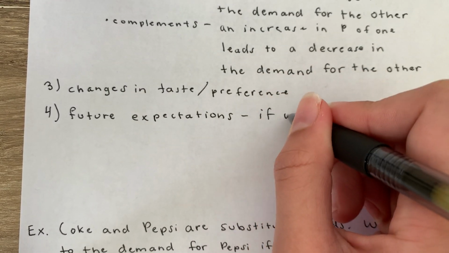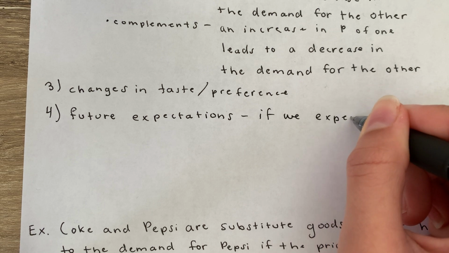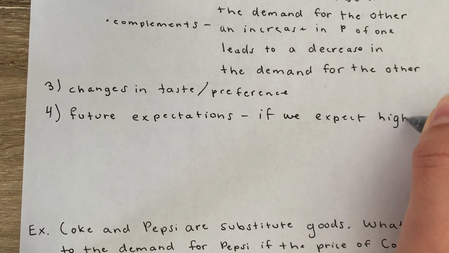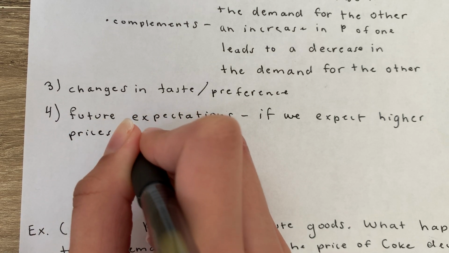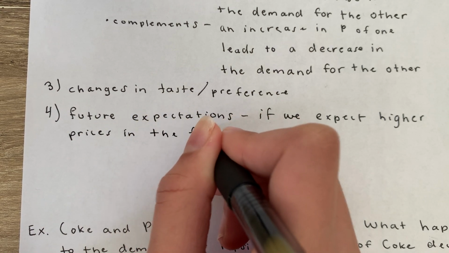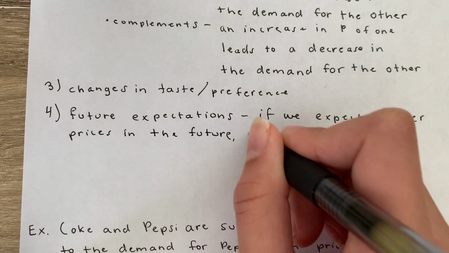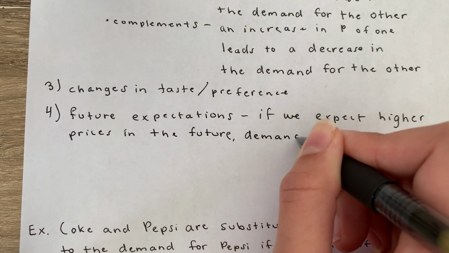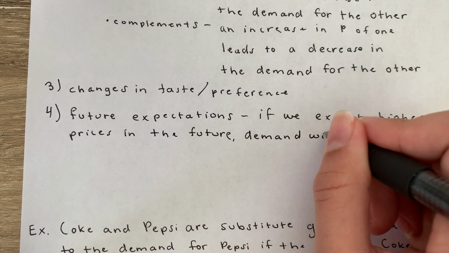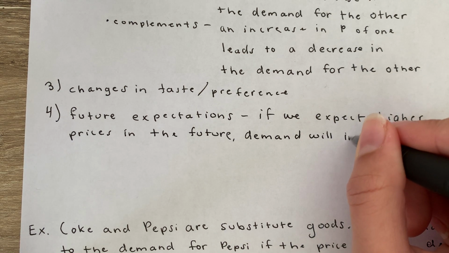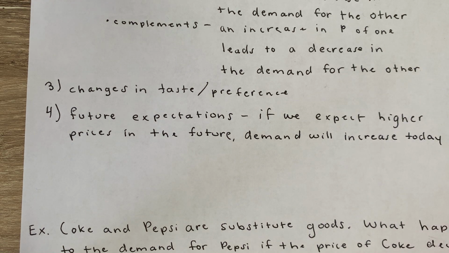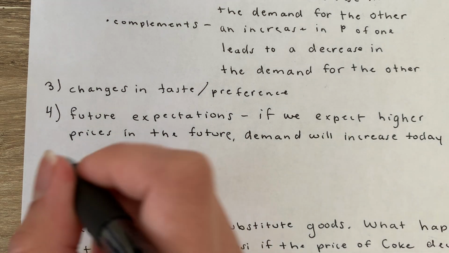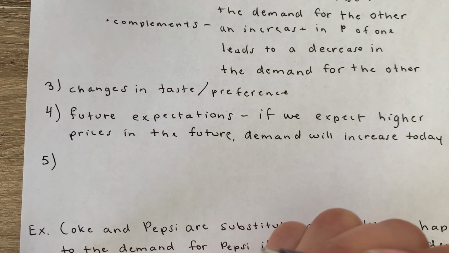So if we expect higher prices in the future, demand will increase today. Right, because you know it's cheaper today. It's going to be more expensive in the future. So you'd rather buy it now when it's cheaper.